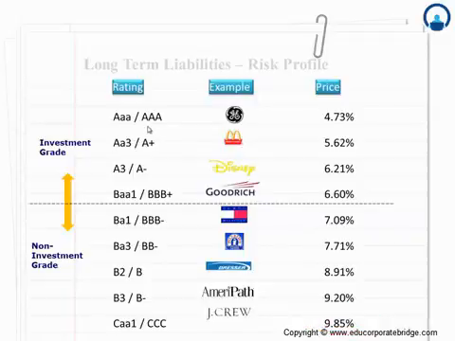So the return expectation is quite different for investment grade and non-investment grade. Reason being that non-investment grade are considered to be risky ones, and if there is high risk, definitely we would look at higher returns from that investments. If there is a lower risk, lower returns are expected. McDonald's, a less risky one, has a return expectation of 5.62%.